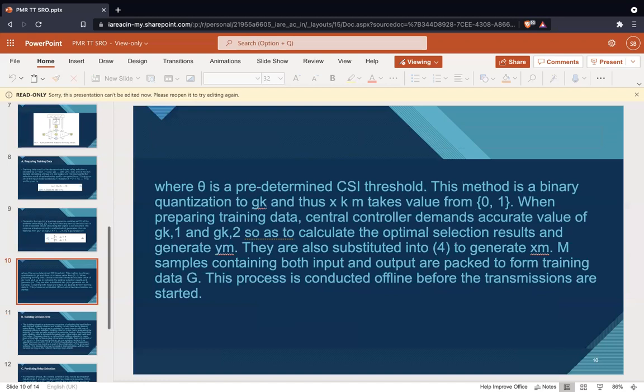When preparing training data, the central controller demands accurate values of gk1 and gk2 so as to calculate the optimal selection result and generate ym. They are also substituted into equation 4 to generate xm, and the mth sample, containing both input and output, is packed to form training data G. This process is conducted offline before the transmission is started.